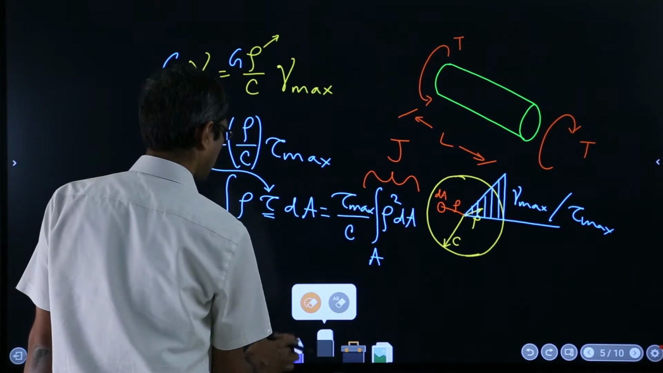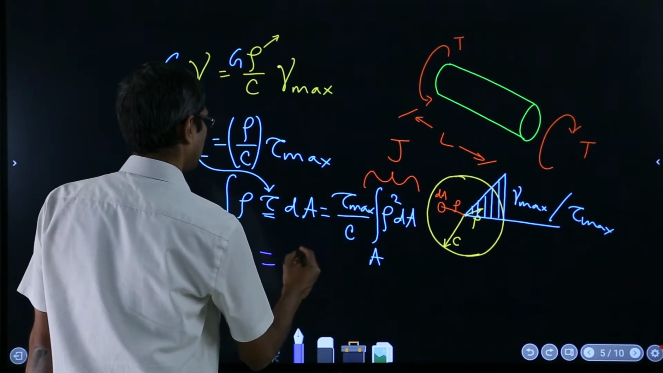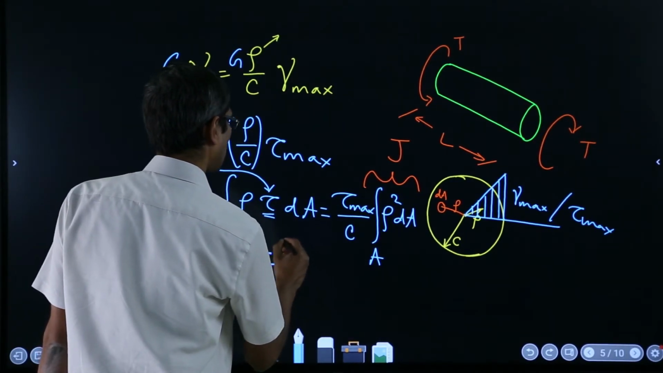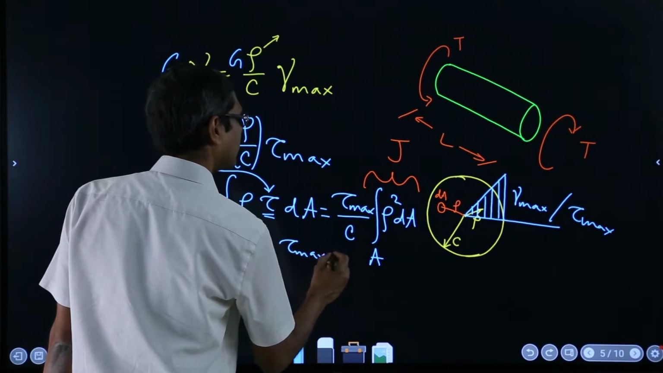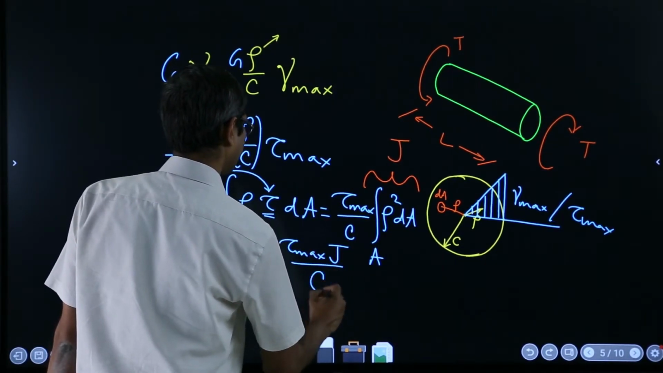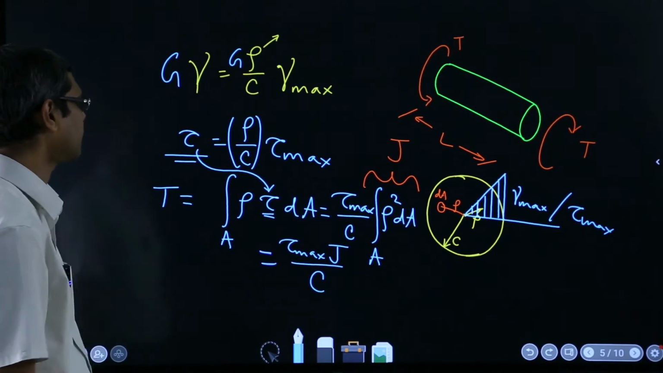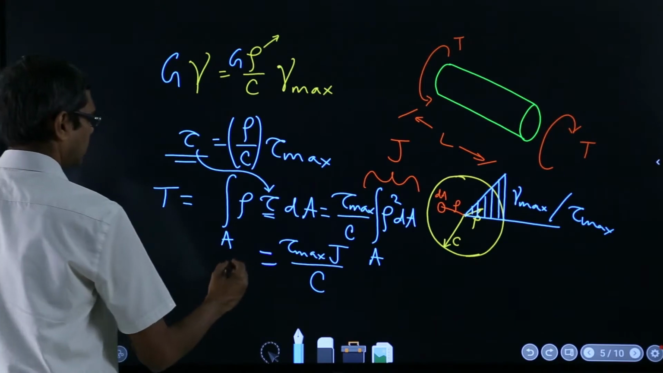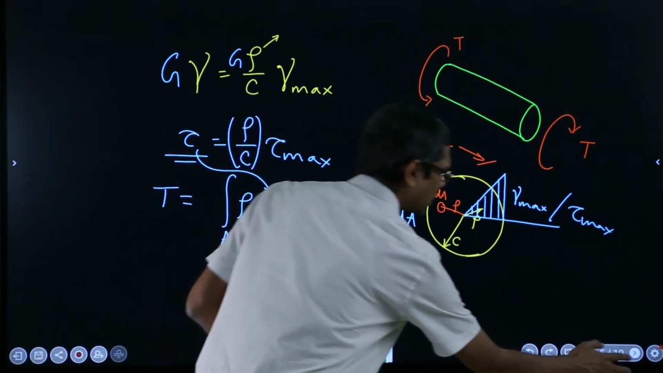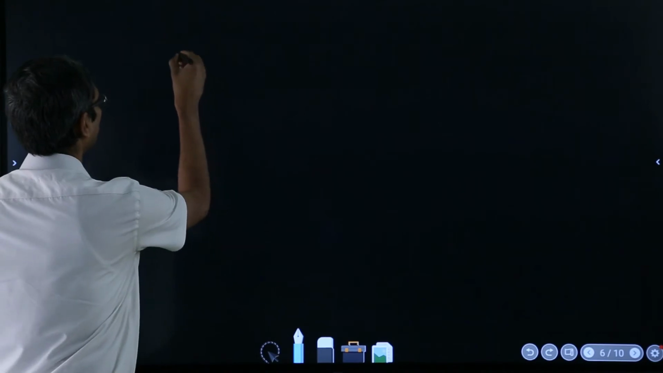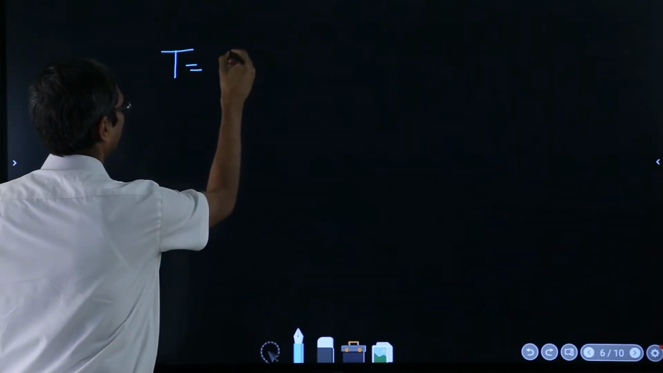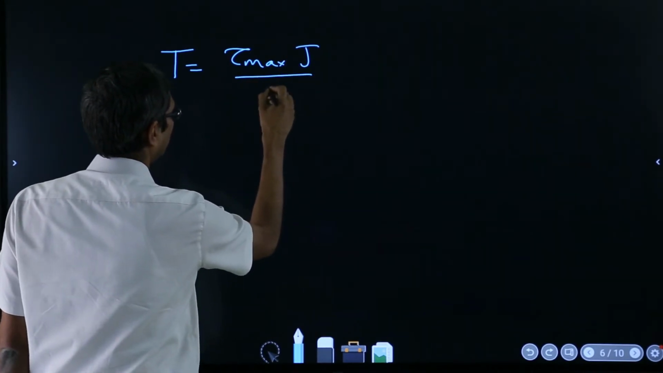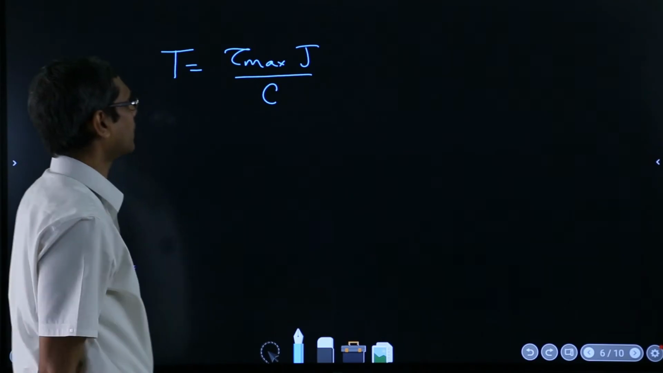So, I should write it as tau max J over C. Okay. So, your torque is nothing but tau max J by C.